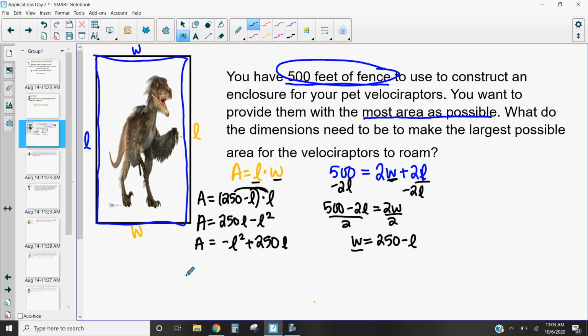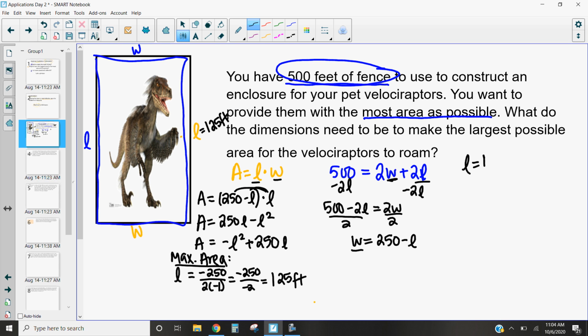So to find the vertex, remember our x value, or our length in this case. So to maximize our area, our length is going to be the peak of that thing. So it's going to be our negative b value, which is negative 250, over 2 times our a value, which is negative 1. And as we simplify that, I get negative 250 over negative 2, and that becomes 125 feet. So what that tells me is that in order to get the max area, my length needs to equal 125 feet. Perfect. So my length is 125 feet.